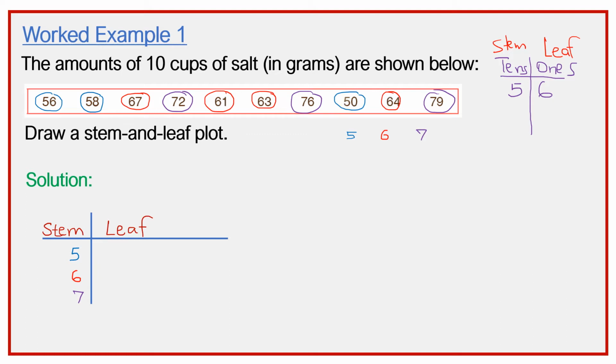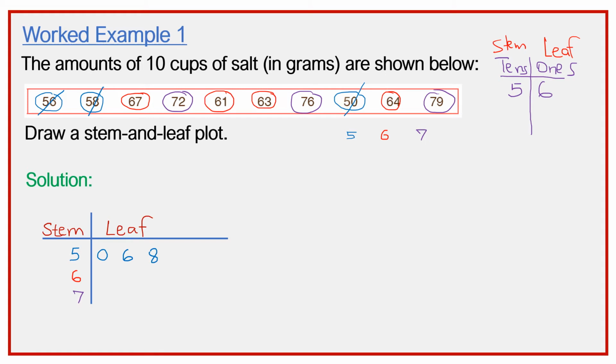I have 56, I have 58, and I have 50. I write them from small to big, so I begin with 50. 50, I already have 5, so I write a 0. Okay? Next, I got 56. I will write 6, since I already have 5. Next is 58. I will write 8. Okay? I go to 60s.